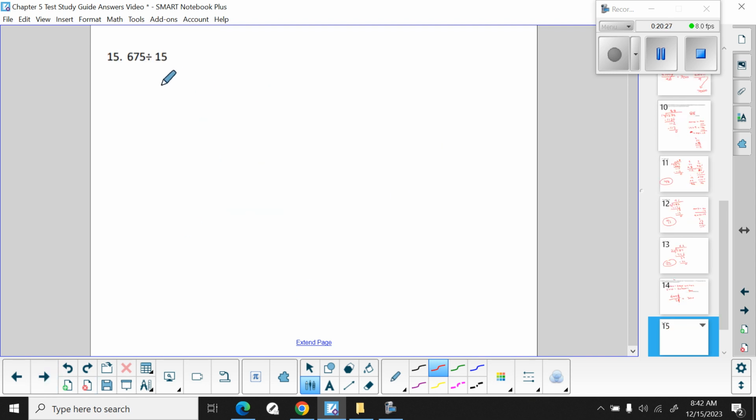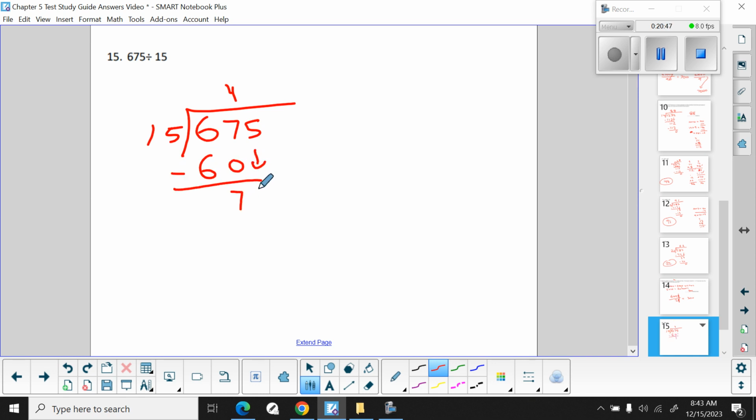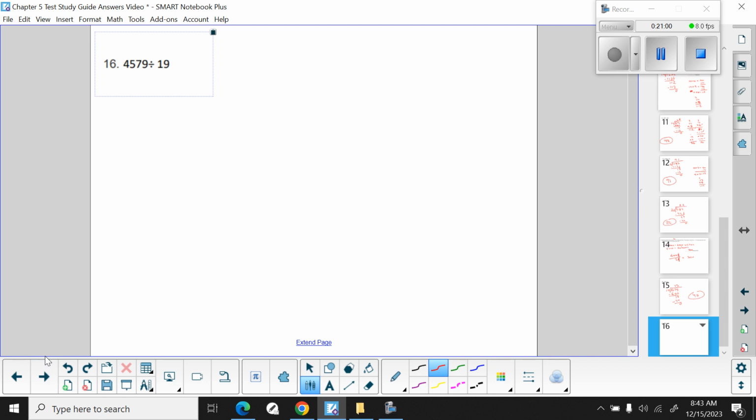Number 15, 675 divided by 15. Well, 15 doesn't go into 6, but 15 does go into 67 4 times, because 4 times 15 is 60. My remainder is 7. Bring down the 5. 15 goes into 75 5 times. 5 times 15 is 75, and I have no remainder. The answer is 45. And now the last problem, 4,579 divided by 19.